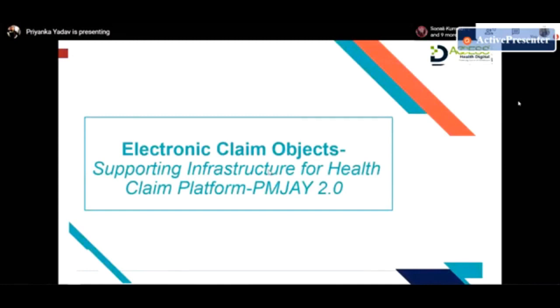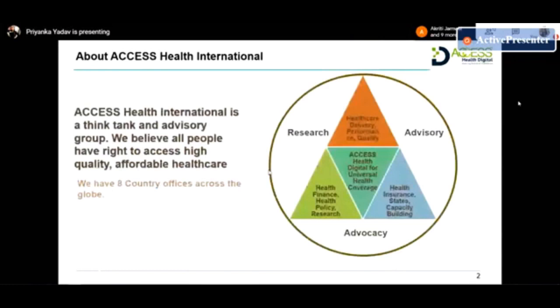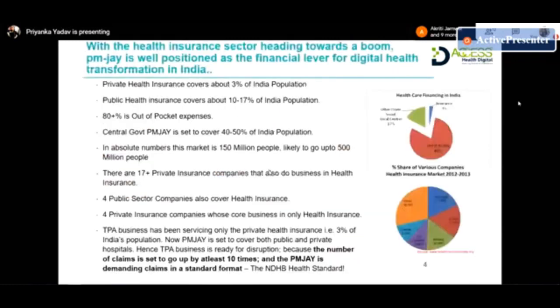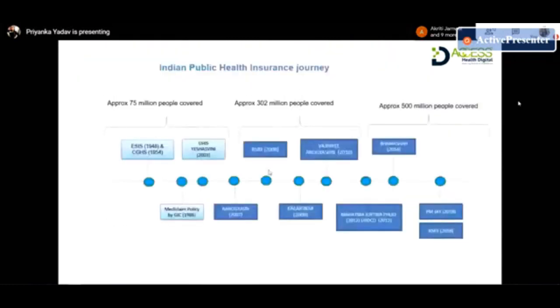So today I'll be covering e-claim objects and why we even need them in the first place, the details of these e-claim objects, and the work that we have done with NHA. Particularly, these e-claim objects have gone into their RFP also. So we all know this. How and why are we doing this e-object?